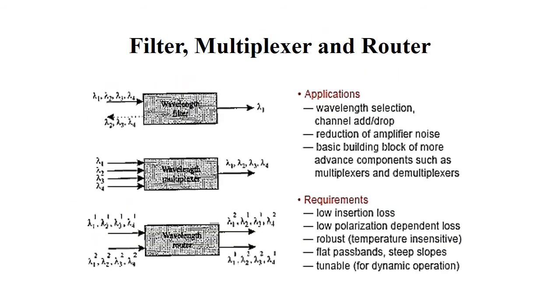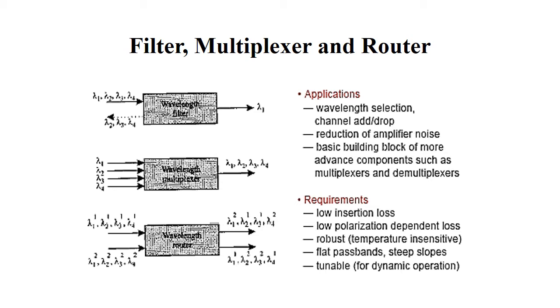The next ones are filter, multiplexer and router. The function of the beam splitter is to distribute the optical power from a single beam to two different paths. The star coupler couples or splits the power available at the input ports to each of the output ports. The function of the optical multiplexer is to combine the signals at different wavelengths available at the input ports to one output port containing all the wavelength components, as shown in the figure.